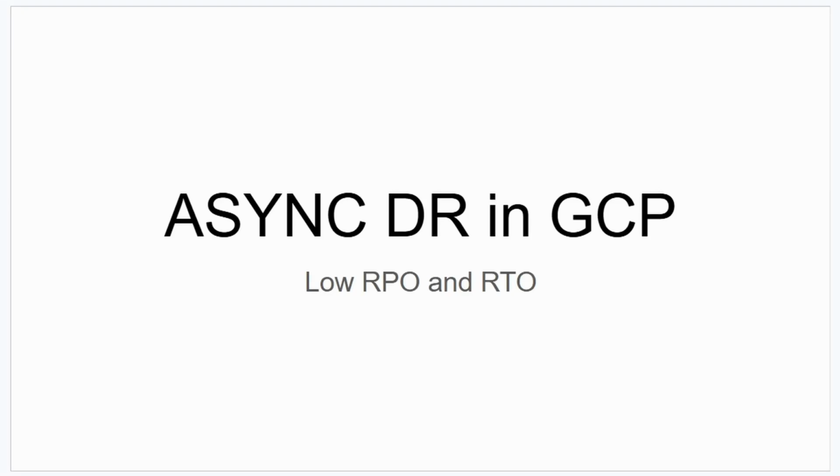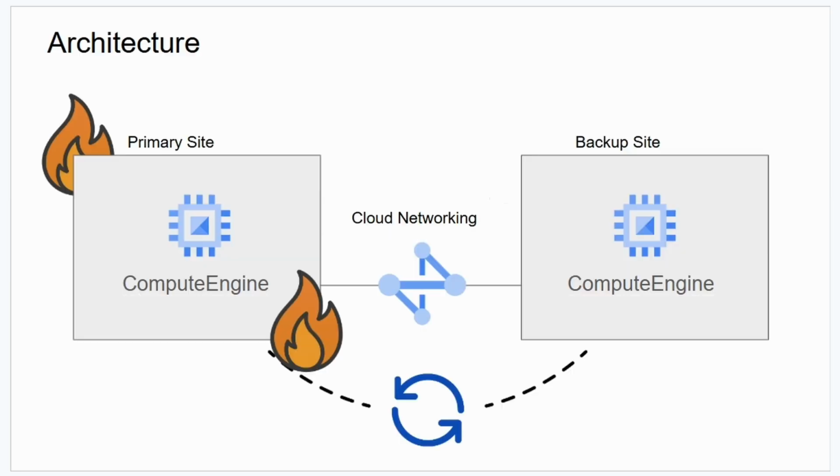Hi, in this session, we will discuss the asynchronous DR configuration in Google Cloud environment, which will provide low RPO and RTO configurations. So, disaster recovery, as you all know, is basically a failover mechanism from the primary site to the backup site. Whenever there are some issues, a natural calamity, or some related issues in the primary site, or a particular maintenance needs to be done, you can fall back to the backup site.